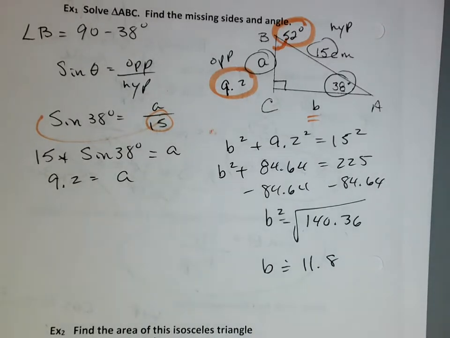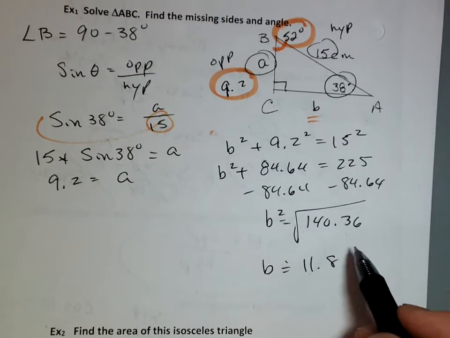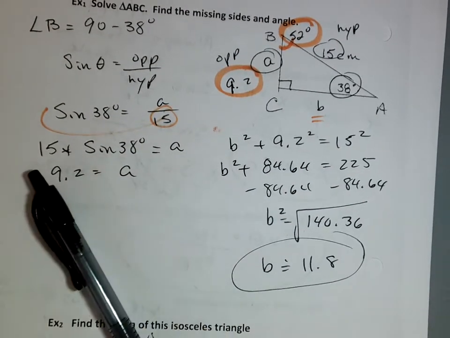Did you use cosine? I used both. You used both and you got the same answer, didn't you? Wait, so we're looking for small b now? Yeah, small b. And I got 11.8, okay? Now, real quick, here's the deal. All you have to do is choose which one you want to do. If you choose an angle and choose a side, it's going to determine which one of those you use, right? But you start with the angle, okay?